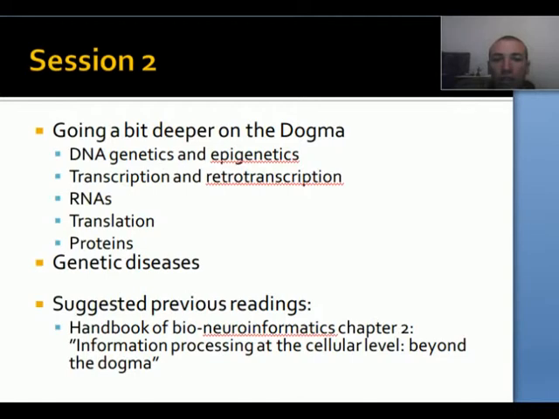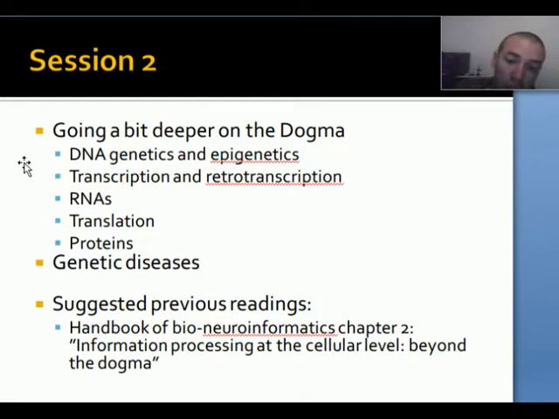In this session number 2, as I've told you before, we're going to go a little bit deeper on the dogma. We'll talk about DNA genetics and epigenetics, transcription and retrotranscription. We're going to talk a little bit more about RNAs, translation, and proteins, and genetic diseases.